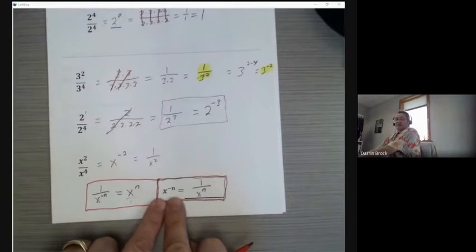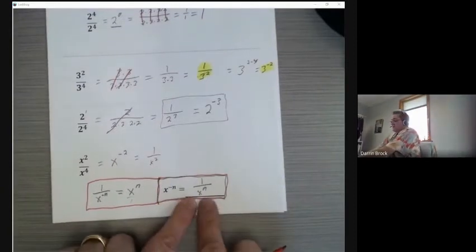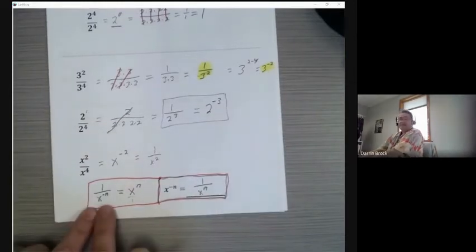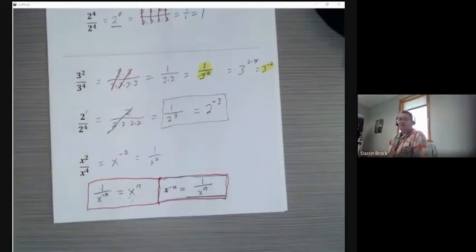If we have x to a negative exponent, whatever the exponent is, we can move it into the denominator of a fraction and make it positive. Likewise, if it's a negative exponent in the denominator, we move it up to the numerator and make it positive.